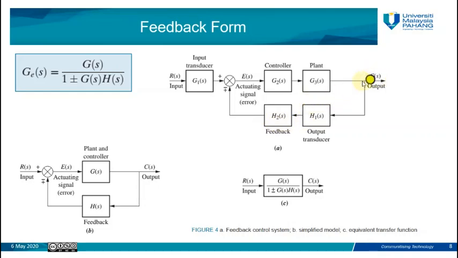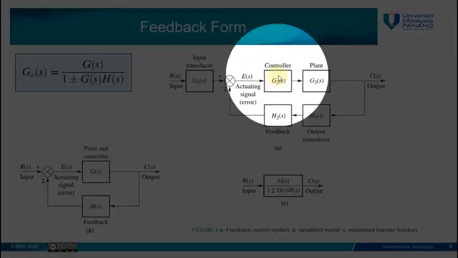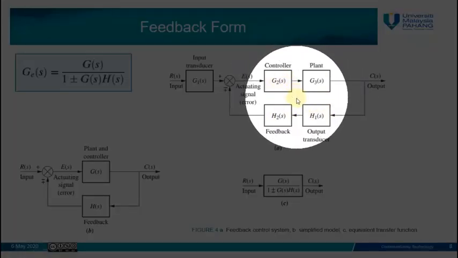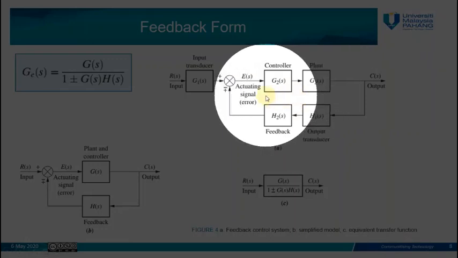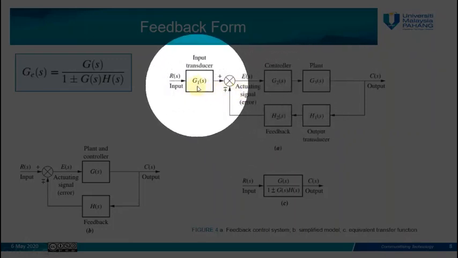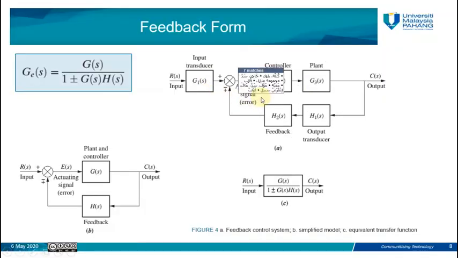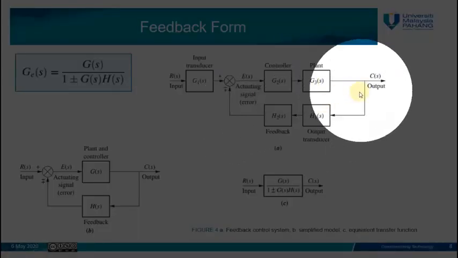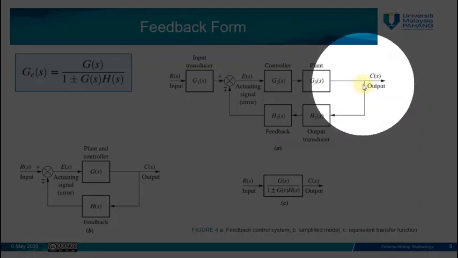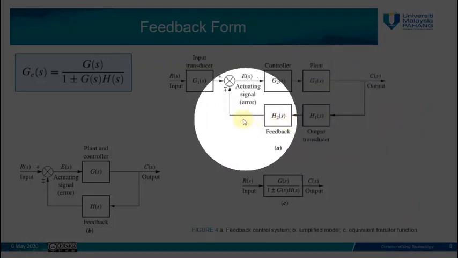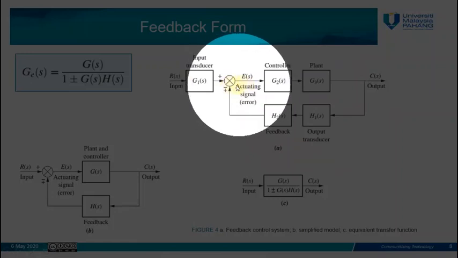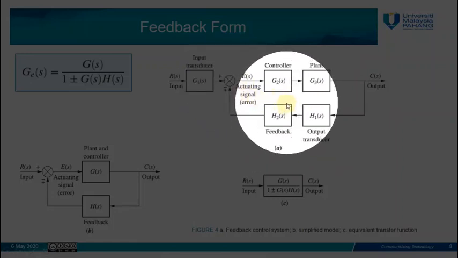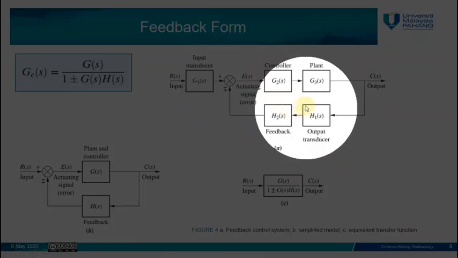And we have the output here. The whole of this system, which consists of G2, G3, H2, H1, is connected in cascade with the first transfer function, which is G1. Since this feedback comes from the output of our system and goes again to the input of our system, we call it feedback form or feedback topology.